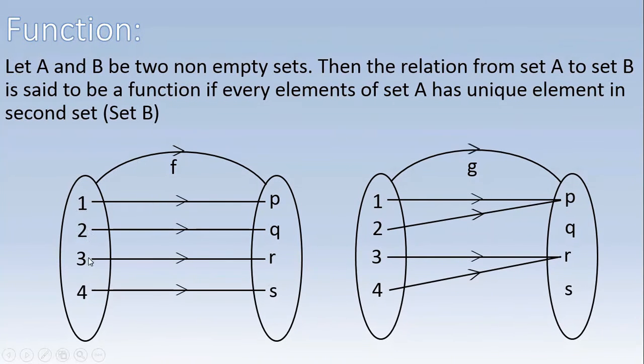These 1, 2, 3 and 4 are the elements of the first set, and P, Q, R and S are the elements of second set. Here 1 has the image P, 2 has the image Q, 3 has the image R. So it is a function. Similarly here as well, 1 has image P, 2 has image P. So this is also a function.